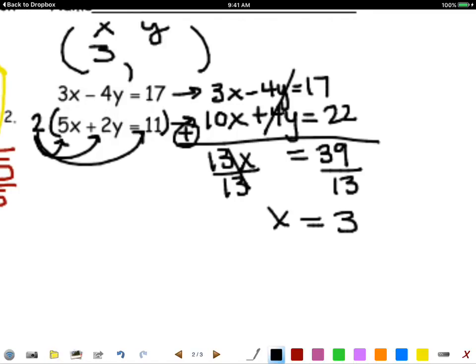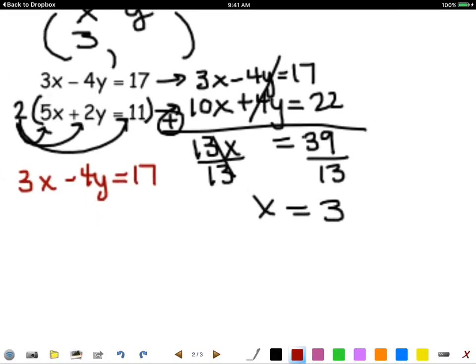So now we need to figure our y out. How do we figure out our y? Plug in the x. We pick an equation and plug in 3. Doesn't matter which equation you pick. Certainly not. CJ, what equation do you want to use? The top equation. Okay, so 3x minus 4y equals 17. All I did is I just copied it down. I didn't do any work yet.